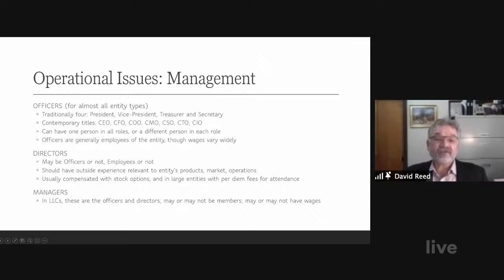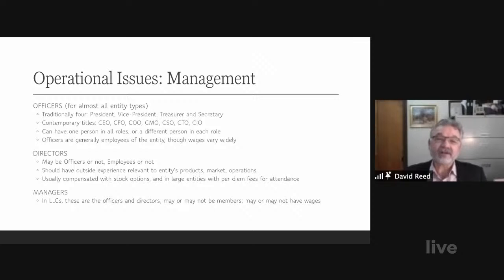Management is done by officers. In almost every situation, we call them presidents, vice presidents, treasurers, and secretaries. Those are the officers that are recognized under state laws. But we also have titles that are appropriate to the company.